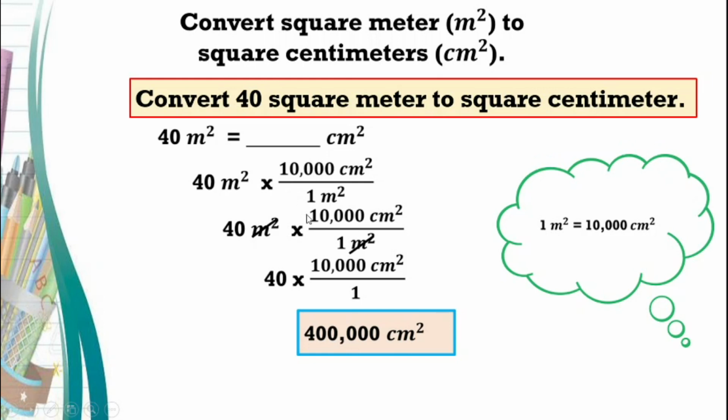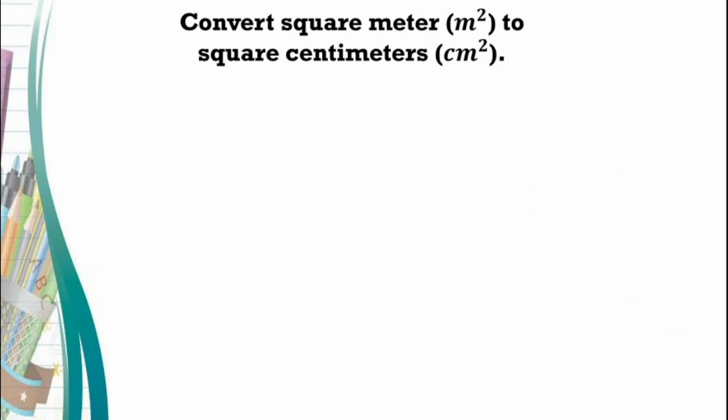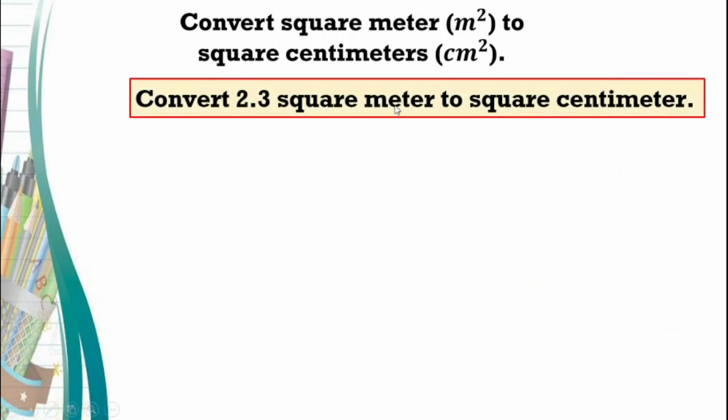So, no need to follow this one. This would be the shortcut way. 40 multiplied by 10,000, the answer is 400,000 centimeters squared. Next, convert 2 and 3 tenths square meters to square centimeters. Again, you're going to multiply this one by 10,000. So, multiply this one. The product would be, okay, so we have 200.